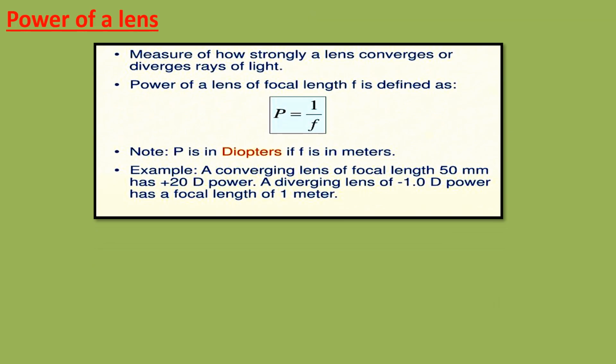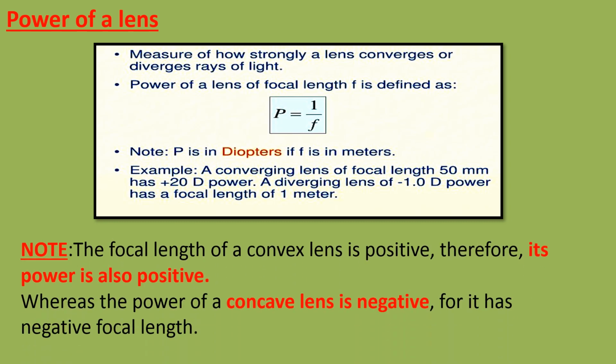Power of a lens. It measures how strongly a lens converges or diverges the rays of light. It is defined as the reciprocal of focal length in meters. The unit of power of a lens is the diopter. The focal length of a convex lens is positive, therefore its power is also positive, whereas the power of a concave lens is negative, for it has negative focal length.